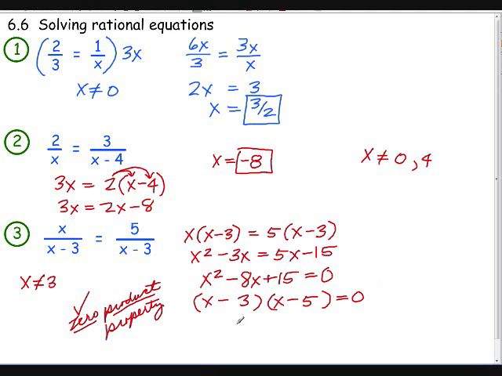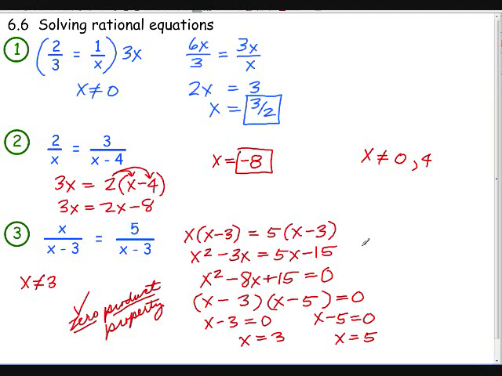So what do we get for answers? X minus 3 equals 0. That's one of the many equations. And x minus 5 equals 0. So x is equal to 3, or x is equal to 5.